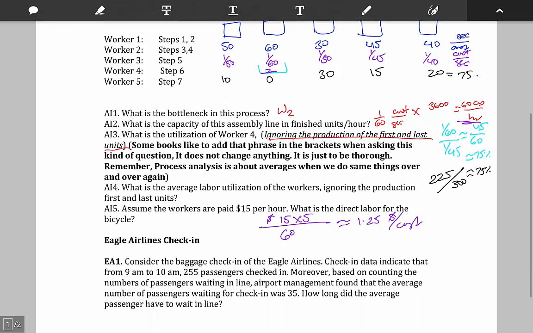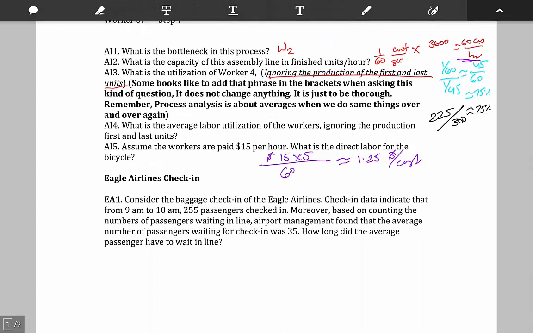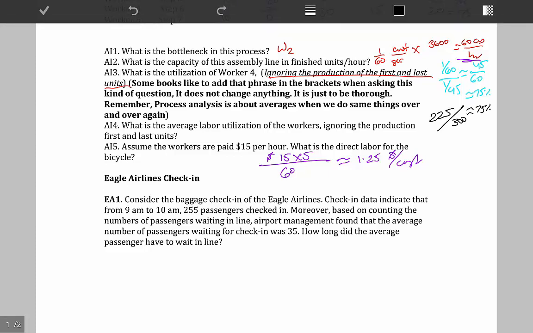Alright, let's look at the next question. In this question, between 9 a.m. and 10 a.m., what's happening is 255 customers checked in. So you can see, in terms of rate, given that in 1 hour 255 customers checked in, you can think of this as a rate of 255 customers per hour. So if there are 2 hours, you have to divide it by 2. So you see the inventory is 35.